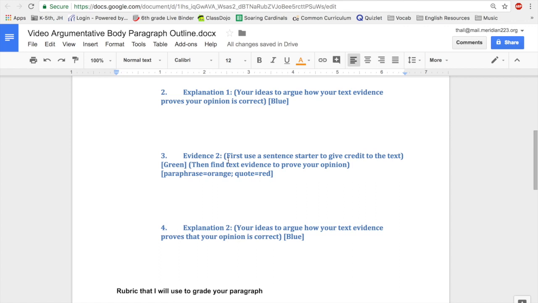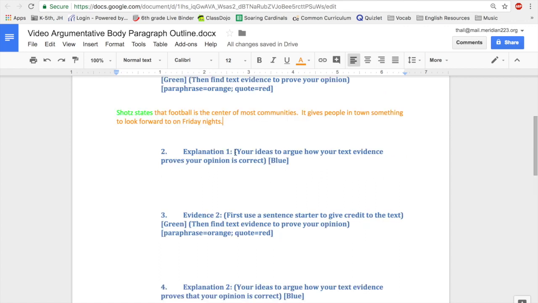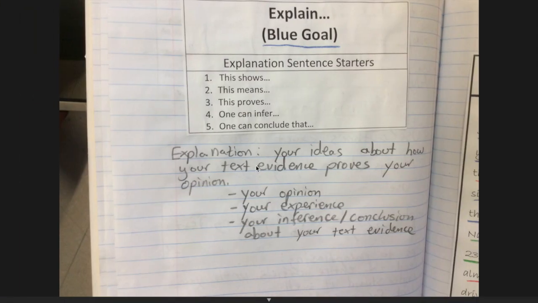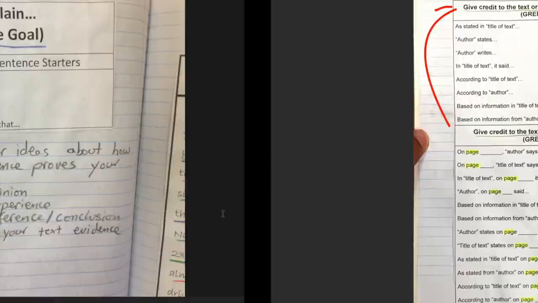Next thing I need to do is I'm going to explain. Now this is probably the toughest part of a body paragraph because explanations are our own ideas to prove how our text evidence proves our opinion. And notice we do have our sentence starters here to kind of get us started, and we're just trying to argue why this text evidence is so important that kids should play football. I'm going to use one of my sentence starters.